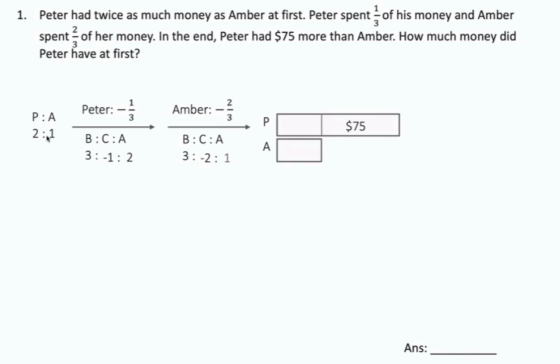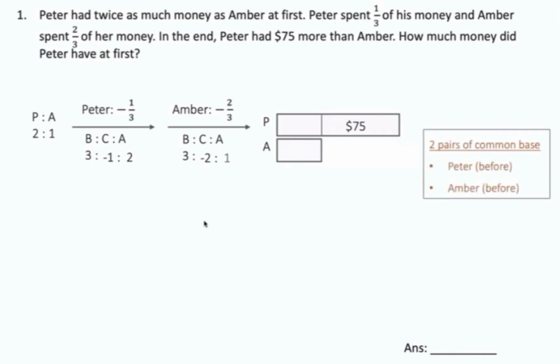So let's make them the same. This is the before Peter and before Amber, so make them the same. Make this 6, times 3. Over here I times 2, I'll make this 6. You see? 6 and 6, right? Now let's look at Amber, 3. This is okay, nothing needs to be done further because they are already the same. So we got 2 common bases. This is the first one and this is the second one.